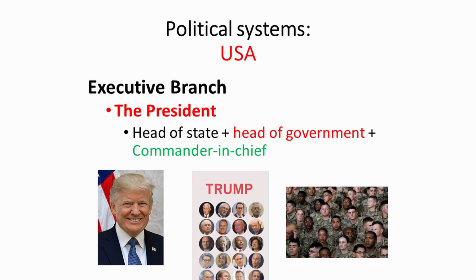Moving on to the executive branch of the government, the most important part of this branch being the president. The president of the United States is the head of state. He is the head of the government, and he's also commander-in-chief. What does this mean? This means that the US are represented by the president on the international level. The president is also making the most important decisions in the government.